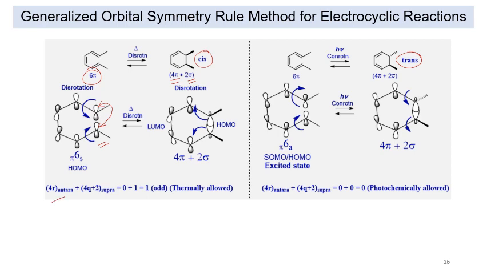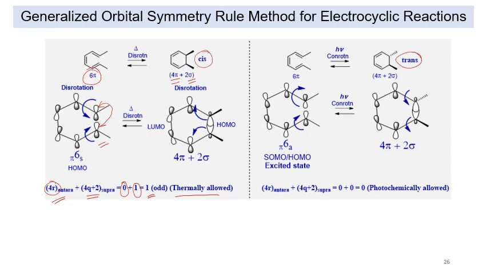Do we have antarafacial components which conform to 4R? No, we do not have, so this is 0. Do we have 4Q plus 2 suprafacial interactions? Yes, we have one of them. So the number is odd. Therefore, according to the generalized orbital symmetry rule, this reaction is thermally allowed. Let's see what happens when this is excited photochemically.